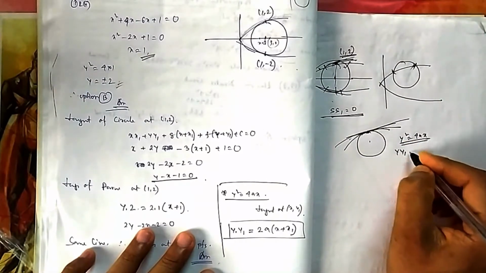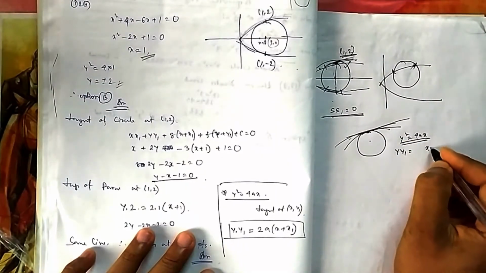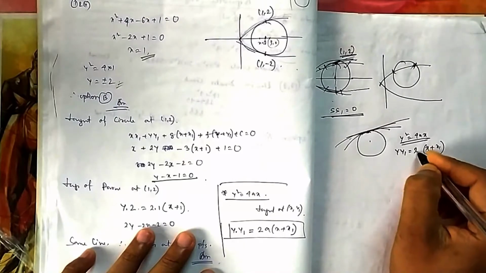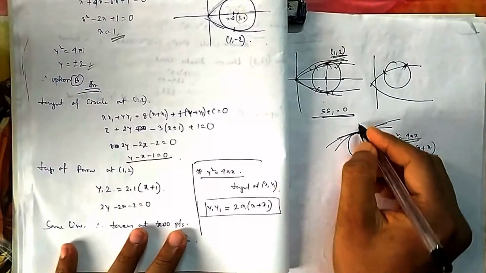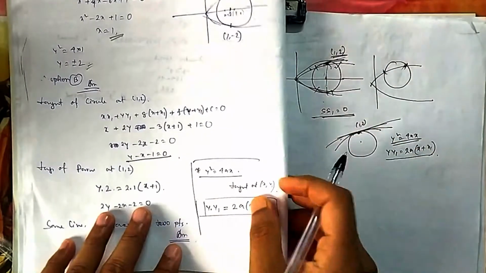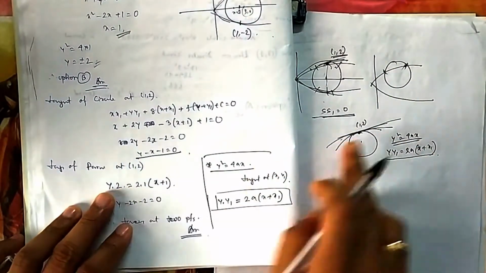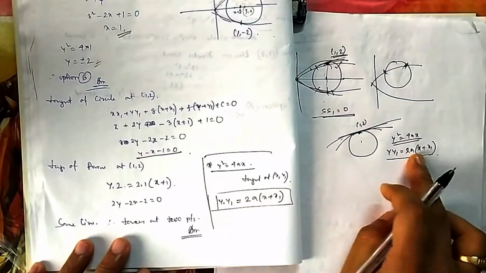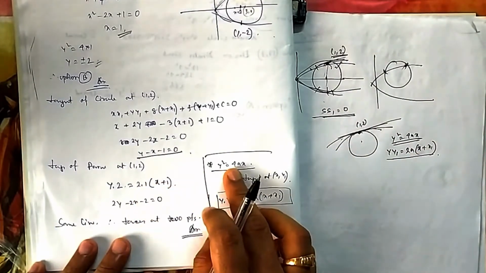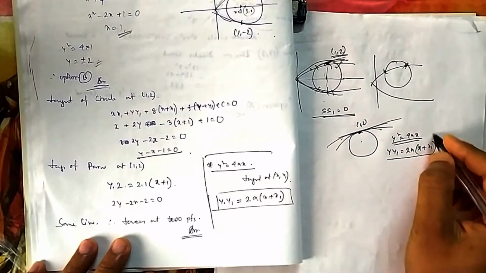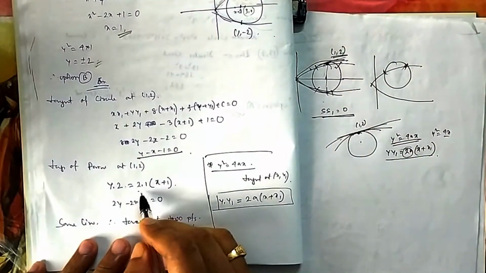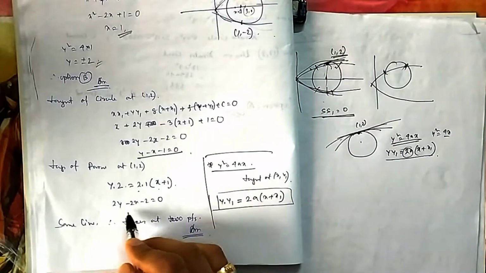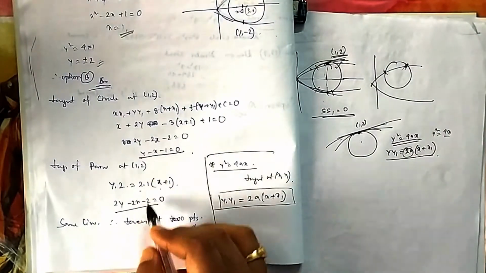So y1 is equal to, because you are writing x plus x1, so it will be 2a(x plus x1). That's it. So same if I do for 1 at 1, 2, if I write the tangent for this parabola, it will be y into y1, and then 2 into a, here it is already 1, because it was y square equal to 4x. So instead of 4 it will be 2, half of that one. So 2(x plus x1). You can see if you divide by 2 it is the same line.